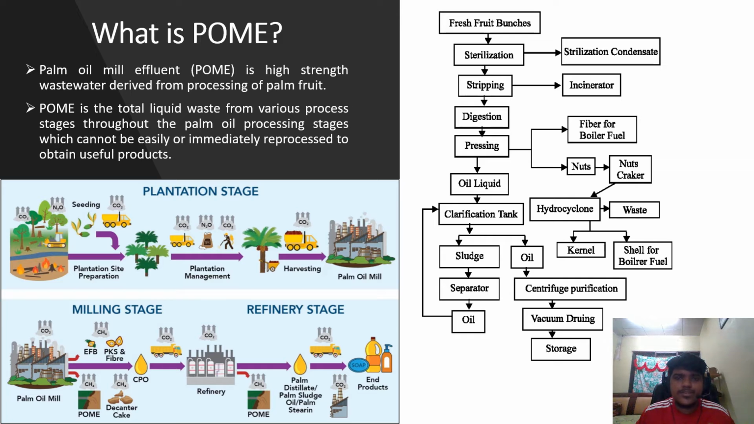POME exists because 100% separation is not possible in industries without high expenses. Therefore, the remaining small quantity of palm oil constituents that end up in the wastewater stream are the main pollutants in POME.